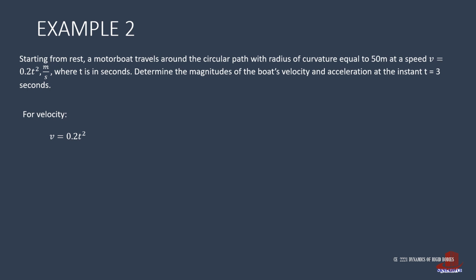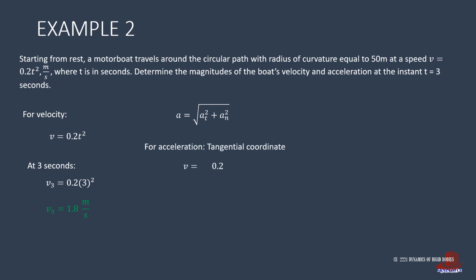From the given formula, the velocity is taken by plugging 3 seconds for t, resulting to 1.8 meters per second. The acceleration will be solved using its components. Solve for the tangential component by differentiating the velocity. So, by placing d over dt on v, we get acceleration. d over dt of 0.2 t squared is taken as 0.4 t. So at t equal to 3 seconds, we get 0.4 times 3, or that is 1.2.